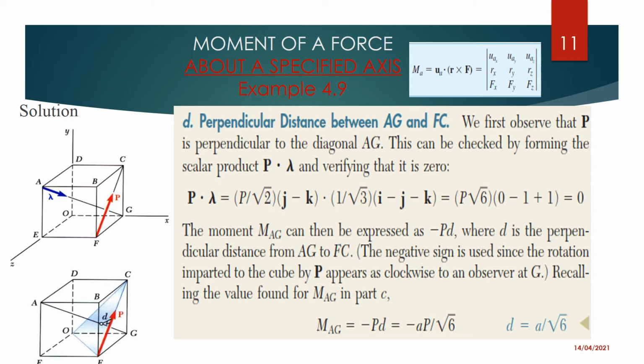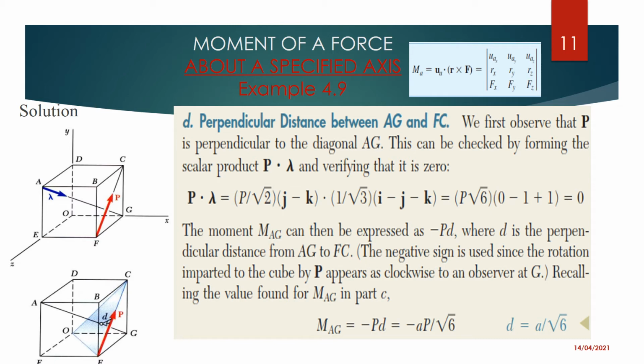This is the logic. I mentioned this about dot product. So, if you do your dot product, and your final answer becomes 0, then you know that those two lines are perpendicular to each other.